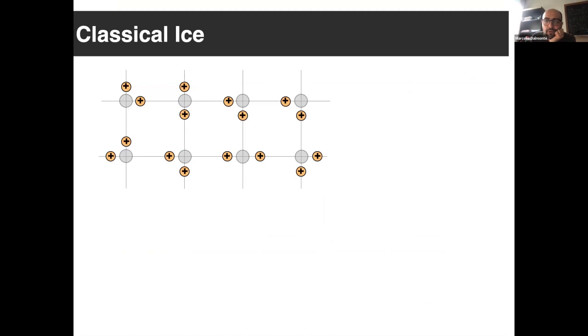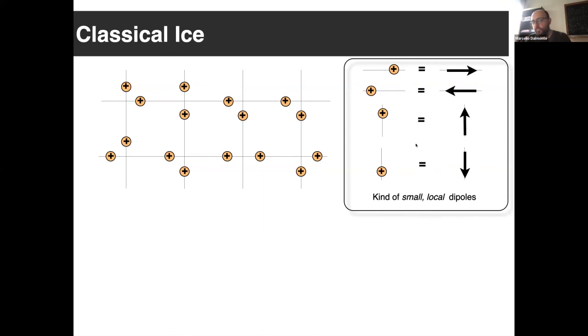So the way I do it is the following. Instead of utilizing the oxygen, we throw them away because they're not important anymore. And then we replace the hydrogen with arrows that you can imagine later on will become spins. And we do it as follows. On a bond where the hydrogen is on the right of the bond, we put an arrow pointing to the right. Now, if instead we have the opposite, so the hydrogen on the left of the bond, we put an arrow on the left. For vertical bonds, we do the same. It's kind of rearranging the system, describing it by a set of small local dipoles.